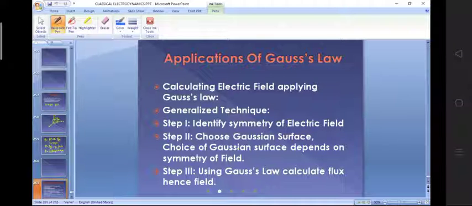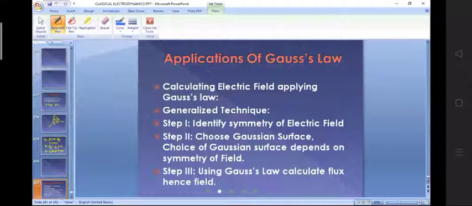The choice of the Gaussian surface must be such that, number one, the electrostatic field's magnitude must be constant at every point on the Gaussian surface. Number two, the angle between the electrostatic field and dA, that is the area element, must be either 0 degree or 90 degree, so that theta is out of the equation. If theta is equal to 0 degree, then obviously cos 0 is equal to 1, and hence theta is out of the equation.